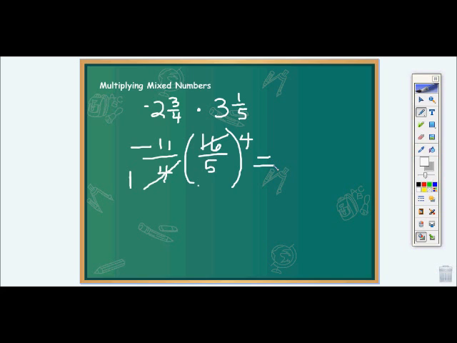Negative 11 times 4 is a negative 44. 1 times 5 is 5. Improper fraction, so I need to simplify to a mixed number. 5 goes into 44 8 times. 8 times 5 is 40. So that means I have 4 remaining. Don't forget your negative. I have 4 remaining, and they're in fifths. My answer is negative 8 4/5.